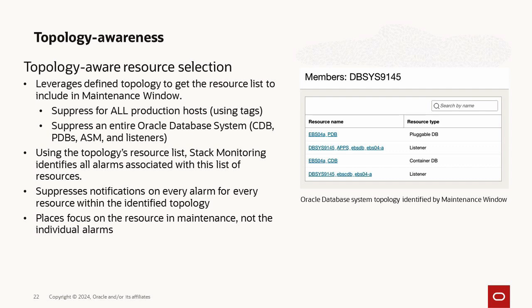So by selecting this Oracle database system, stack monitoring will include these members of the database system in the maintenance event, removing the need for the engineer to identify all those alarm rules for all those resources that are impacted. This allows you to create a maintenance window based on the resource in maintenance, not each individual alarm rule for every resource.